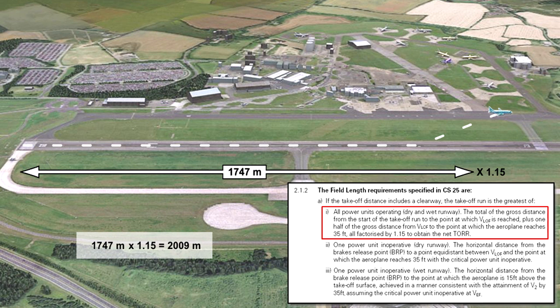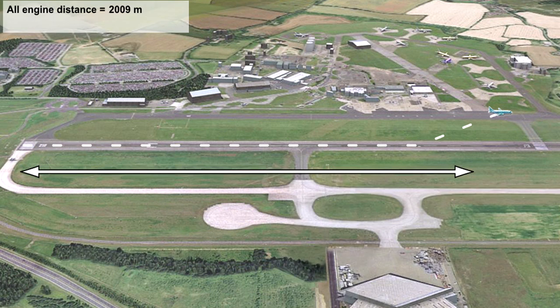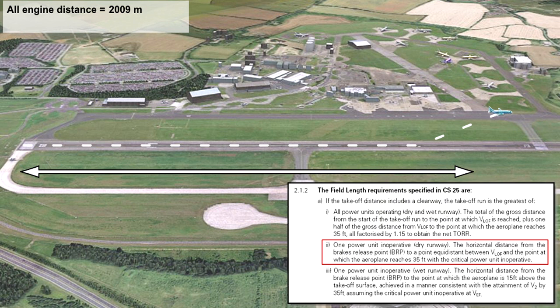Multiplying 1,747 meters by 1.15 makes the total distance 2,009 meters. The second distance assumes almost exactly the same as the first, except this time one engine is inoperative. This second distance is the total distance from brake release to VLOF plus half the distance between VLOF and 35 feet, assuming the engine failed at VEF.